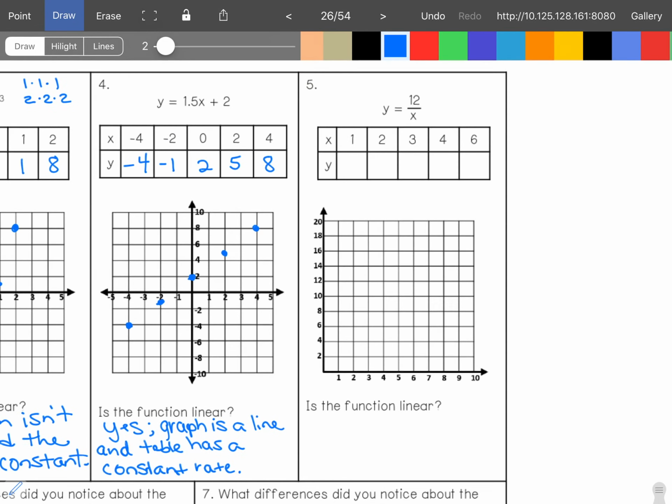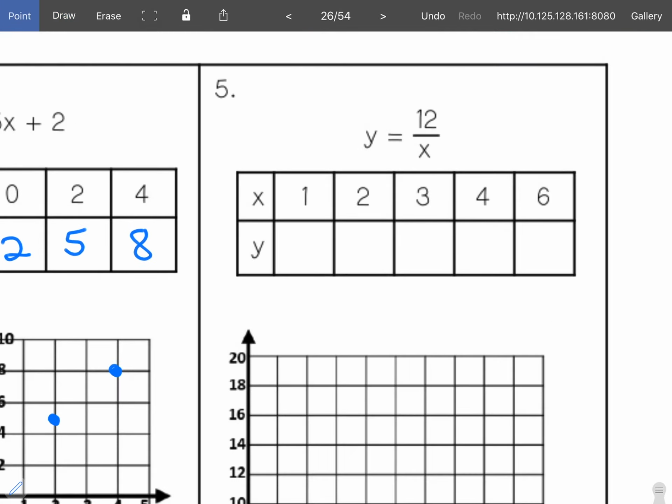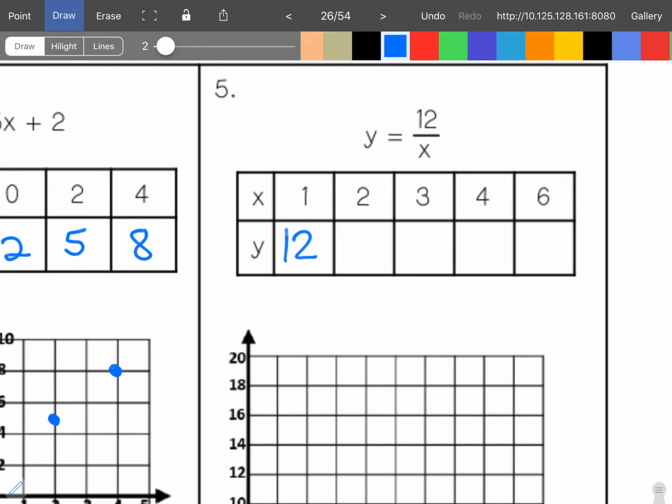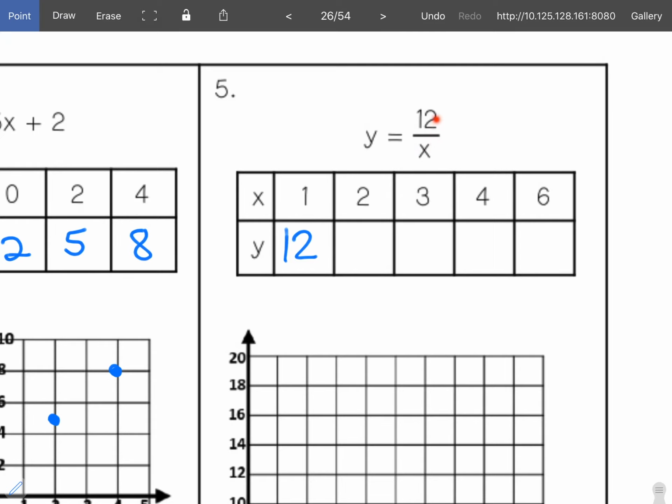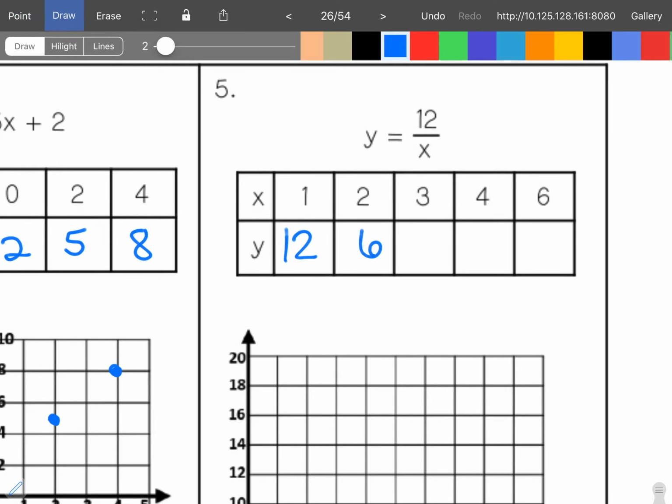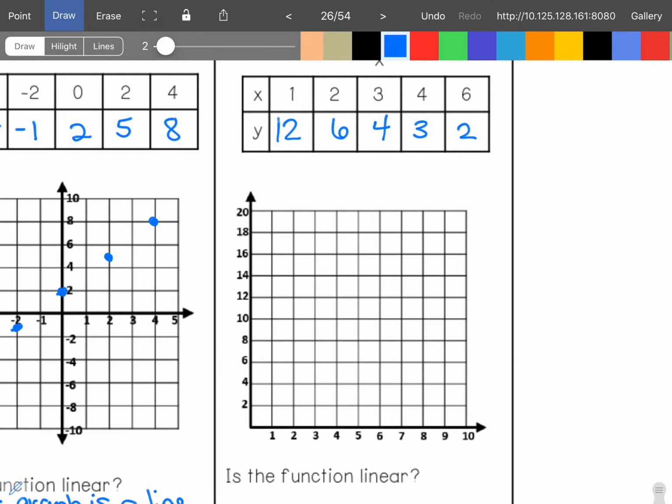All right, number 5, y equals 12 divided by x. All we're doing is putting the 1 in there for x. So 12 divided by 1 is just 12. And then put the 2 in, 12 divided by 2, which is 6. 12 divided by 3, which is 4. 12 divided by 4 is 3, and 12 divided by 6 is 2. All right, go plot those points.